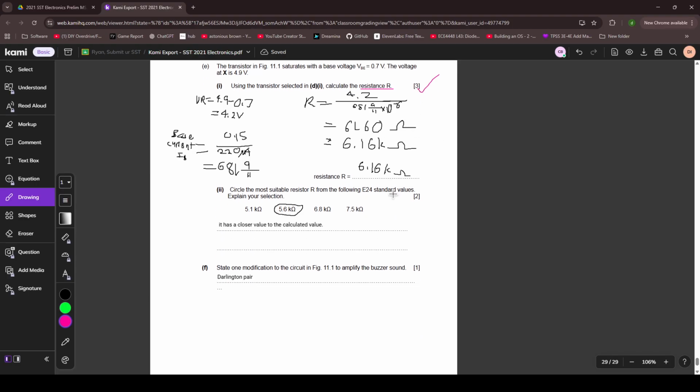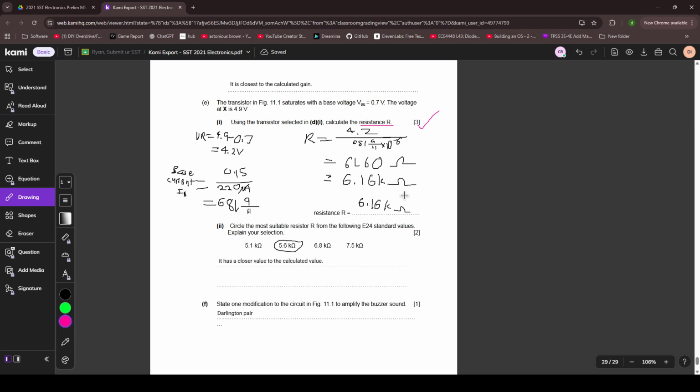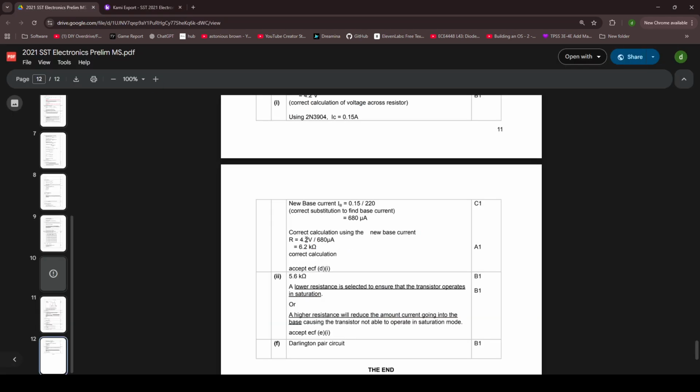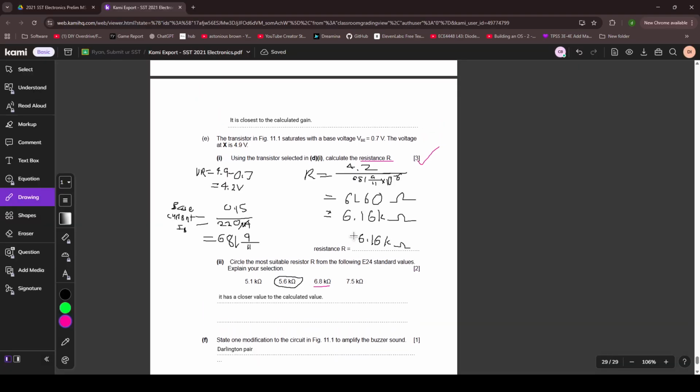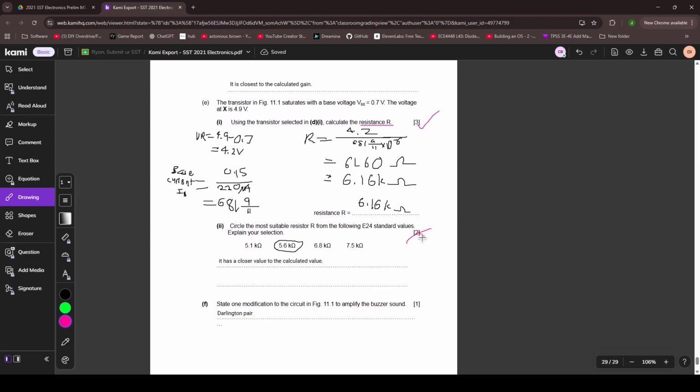Circle the most suitable resistor. Ooh, I don't think that's right. I was going to pick this because of protection, but in this specific context, you want the resistor that is lowest and closest. Lowest because the lower your resistance, the higher your current, and then the more saturated your transistor becomes. And you want it to be saturated. So you get 1 mark because you need to state that a lower resistance from the actual calculated resistance will provide a higher saturation level for the transistor.